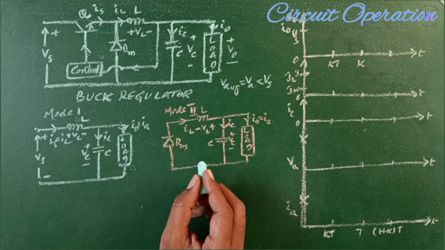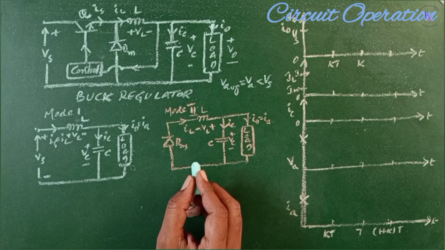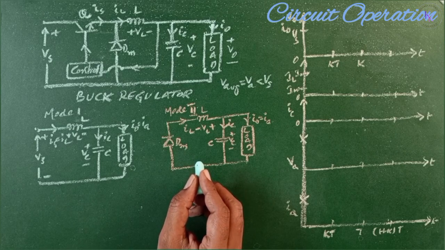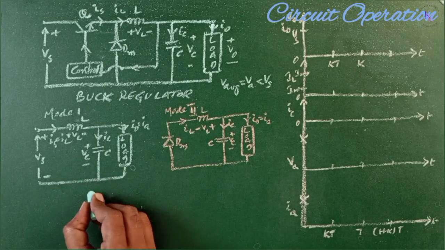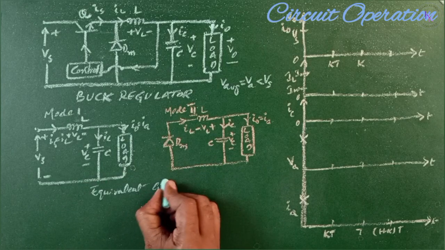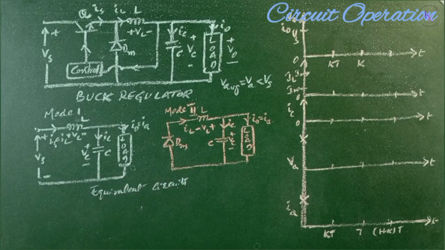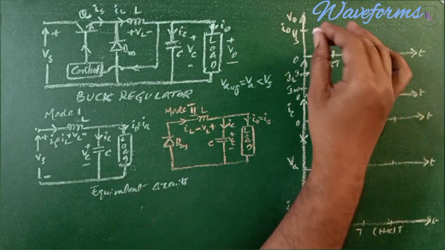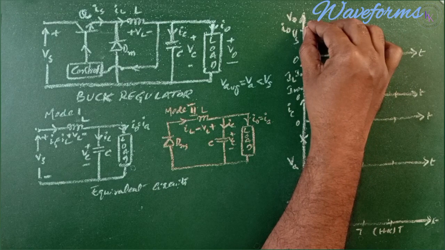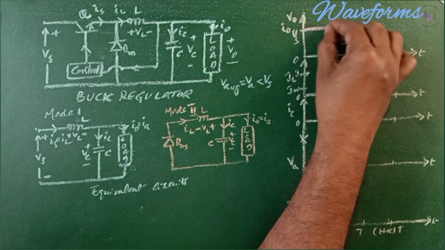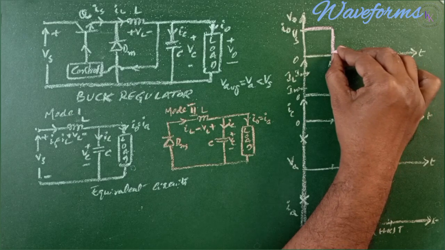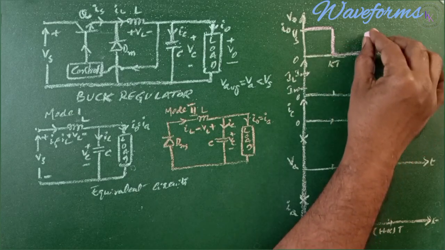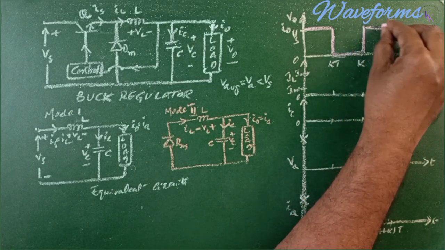Depending on the switching frequency, filter inductance and capacitance, the inductor current could be discontinuous. These two are the equivalent circuits for mode 1 and mode 2. Between 0 and KT, a supply voltage is given, so the output voltage will be equal to Vs. When the transistor Q is off, the output voltage will be 0, and again rises to Vs.